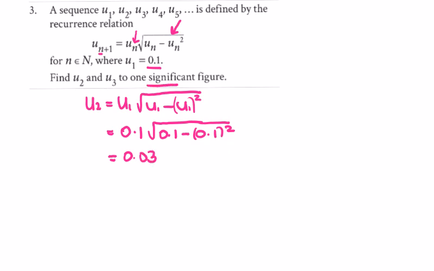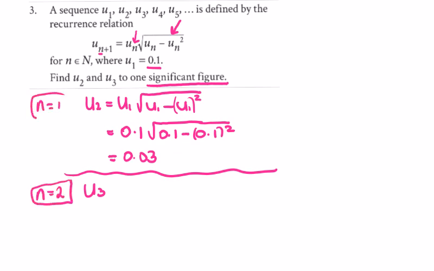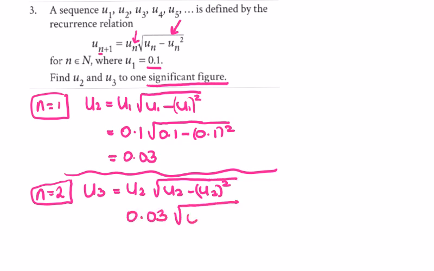We're asked for one significant figure for u3, so it obviously is quite a decimalized version of an answer. u3 is when n is equal to 2. Good maths to write that down. n was equal to 1 here. u3 is going to be u2, just take your time with these, times the square root of u2 minus u2 to be squared. So our 0.03 times the square root of 0.03 minus 0.03 to be squared. Just copy in what's above, and this is going to give 0.005, correct to one significant figure. Check it on your calculator twice, always.